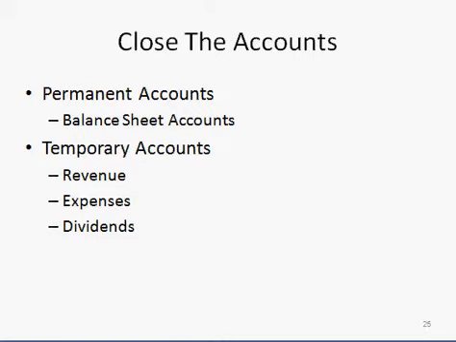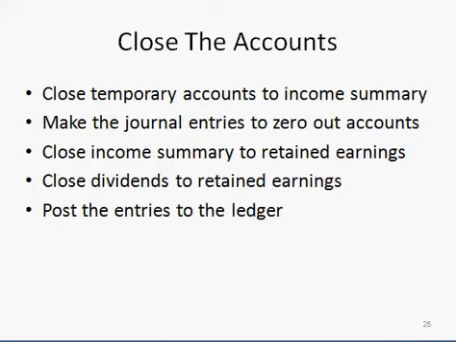On the other hand, the temporary accounts are our income statement accounts, so there are revenues, our expenses, and also our dividends. You do want to close those out because you want to look at those for a period of time. Every year you want to start over with revenue. You don't want to carry it over from the previous year. To close an account, sometimes students make this much harder than it has to be. It's really fairly simple. You close the temporary accounts, which are income statement accounts and dividends, to income summary. You make the journal entries to zero out the accounts, and once you've got all of your revenue and all of your expense accounts zeroed out, then the income summary is closed to retained earnings.